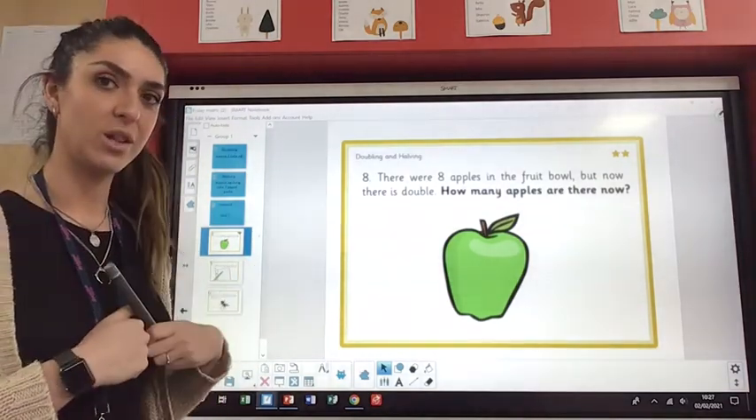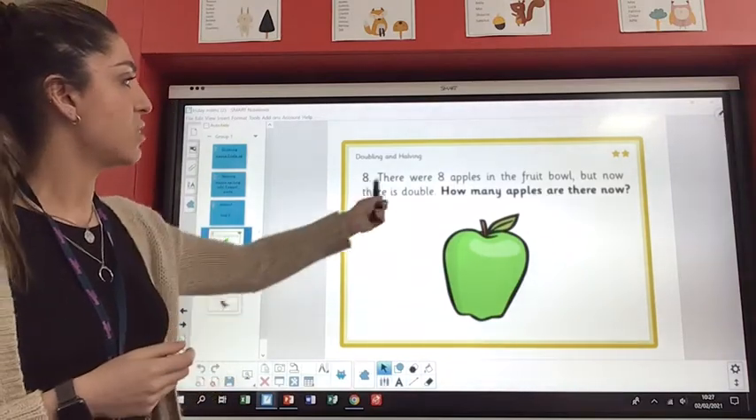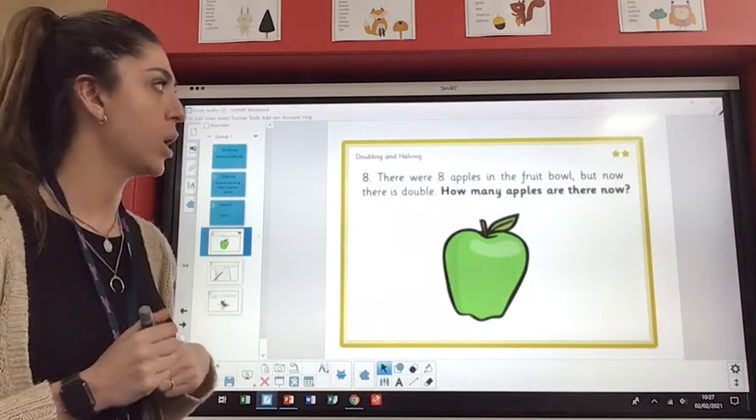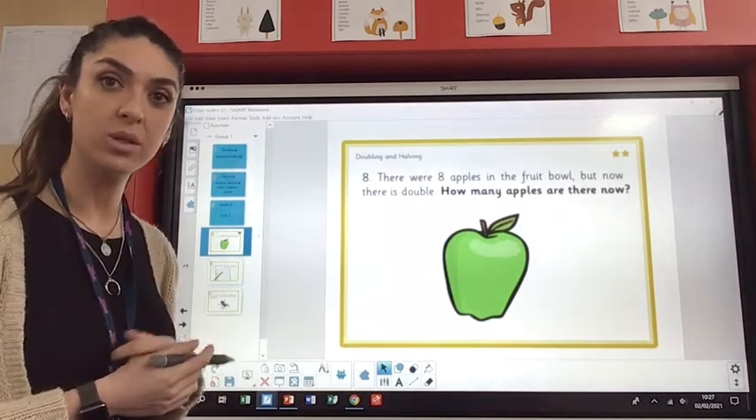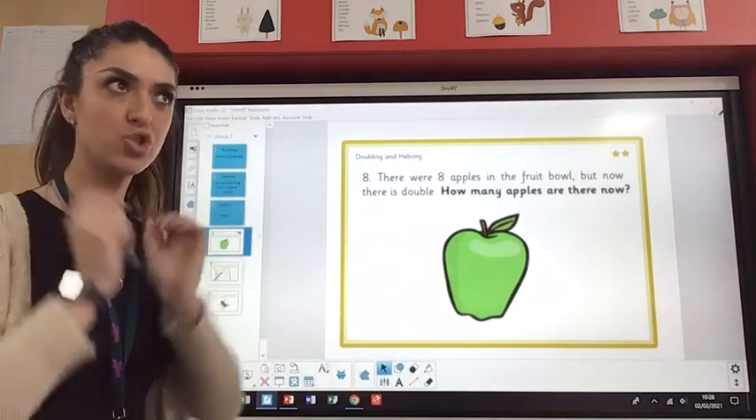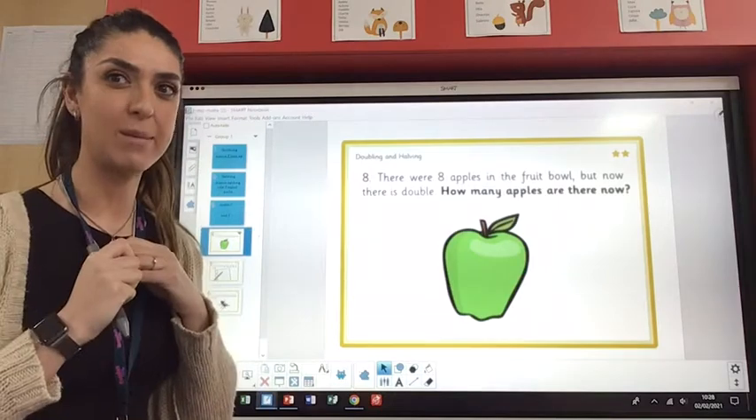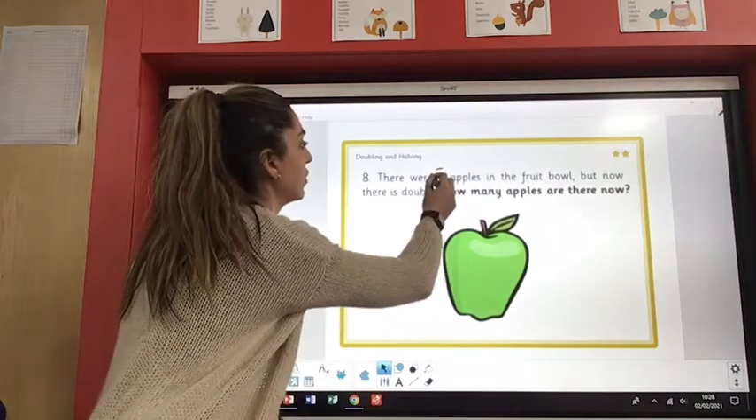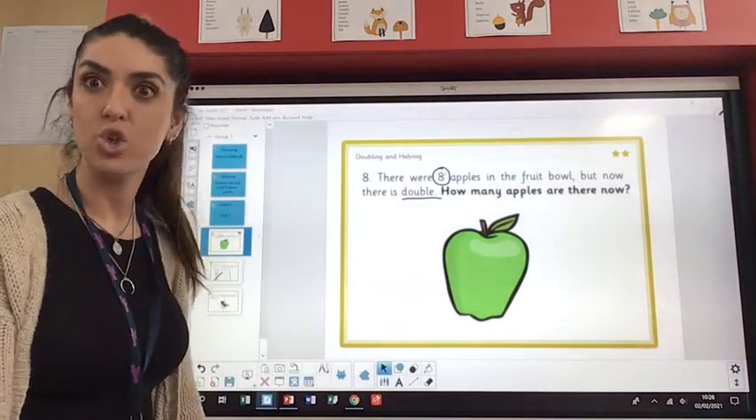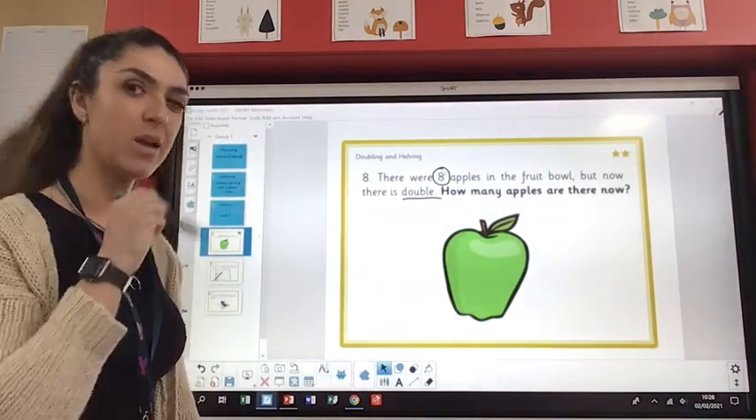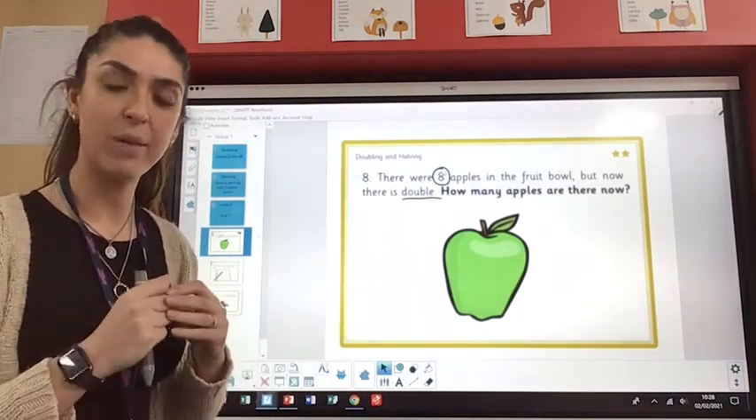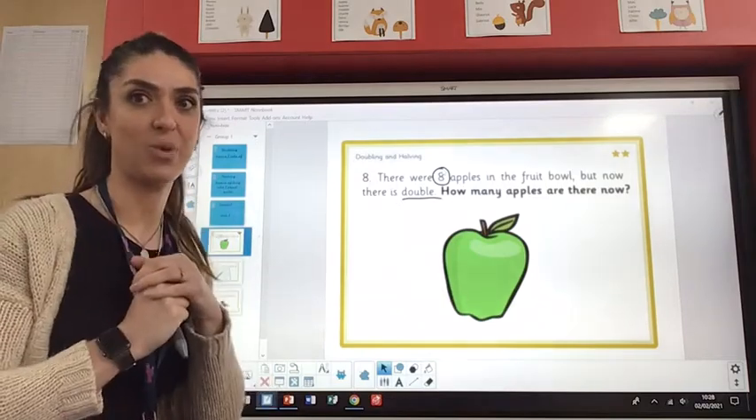So the first question that we've got together on the board says, there were 8 apples in a fruit bowl, but now there is double. So how many apples are there altogether? So think about doubling. When we're doubling, there's two lots of the same amount. So we've got 8 apples, and then there is double. So we need to double 8. So have a go. Maybe you want to draw some apples on your whiteboard. Draw 8 and 8 more and see how many you've got together. And then you can find the answer to this question.